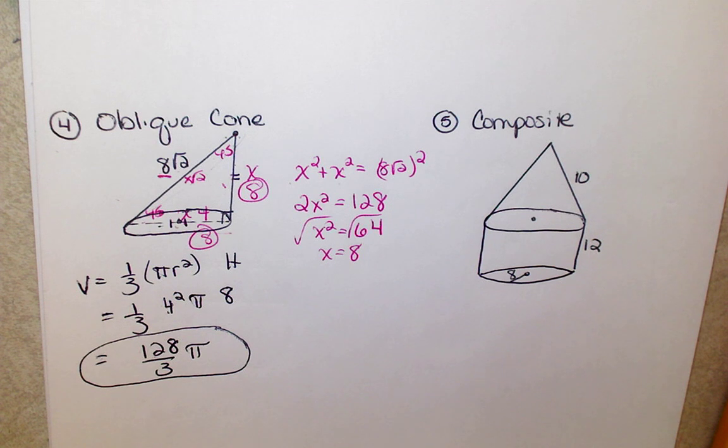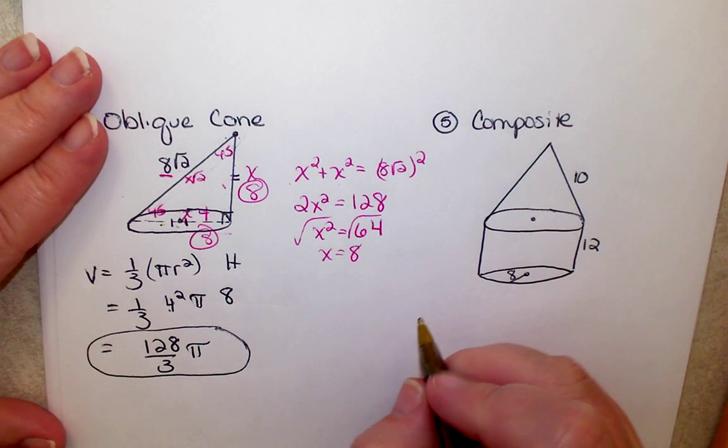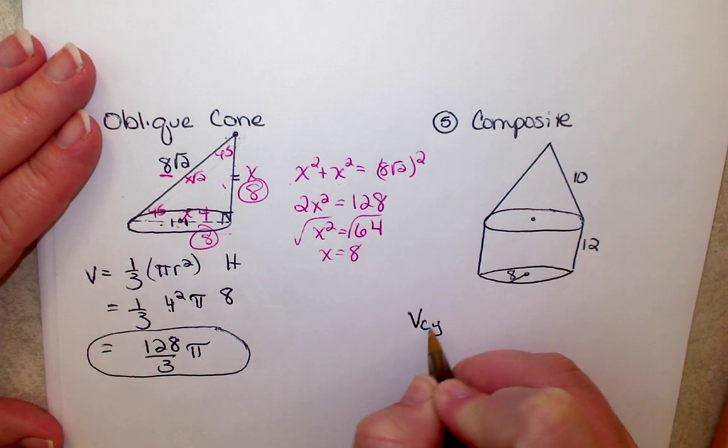All right, almost done. 2 more examples. All right, so looking at this, number 5, we've got another composite figure. I see a cylinder and I see a cone. Okay, so since this is a composite, we know we need to add them together. So let's go ahead and do the volume of the cylinder.